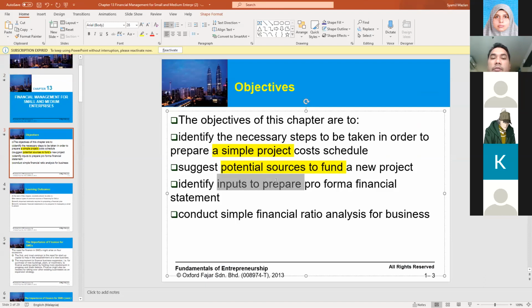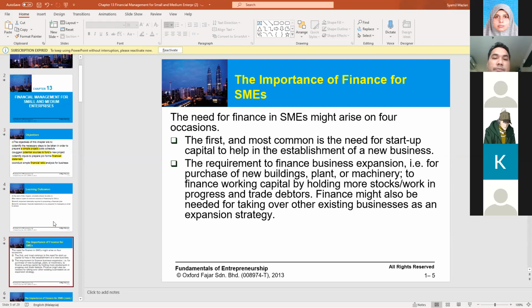And then identify the inputs to prepare the pro forma financial statement. Another additional part is what we call financial ratio. I also covered this previously, about profitability: the gross profit margin and the net profit margin. So maybe we just add on the financial ratio.